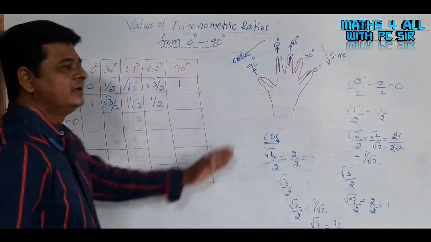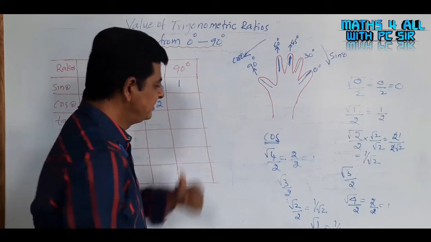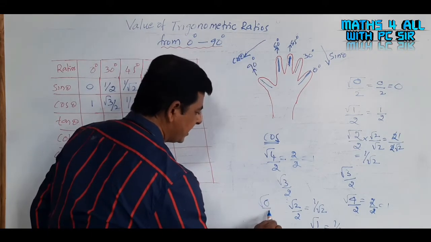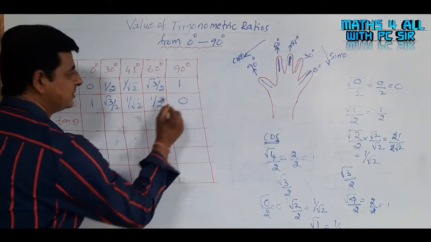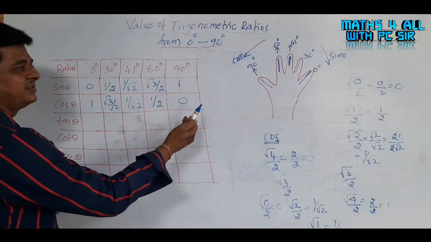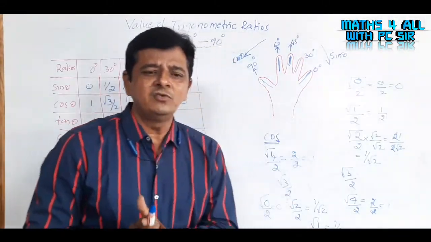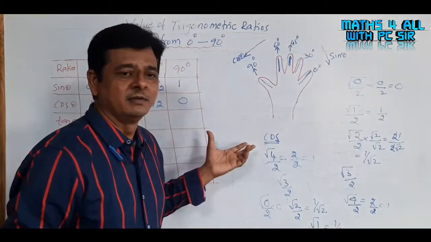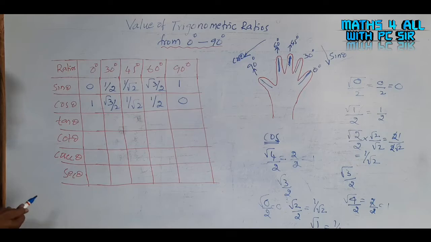And similarly, cos 90. There are no fingers left. That's why root 0 by 2. Simply that is 0. So cos 90 is 0. And we got cos values also. By using this technique, we can find the sine values and cos values. Very simple method. After getting sine and cos, suppose you need tan.